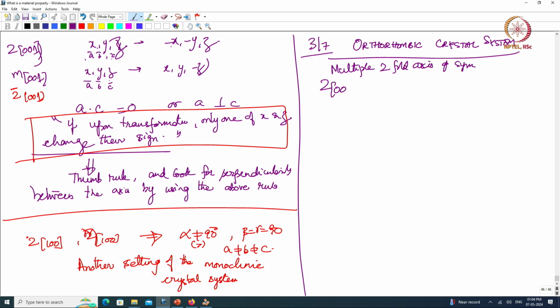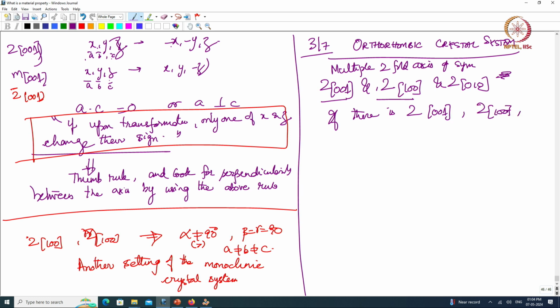So, I have twofold about 0 0 1, and I also have twofold about 1 0 0. Okay. So, I will prove that later. If I have this and this, I will have twofold about 0 1 0. If there is a twofold axis of symmetry about 0 0 1 and a twofold axis of symmetry about 1 0 0, you can prove that there is also a twofold axis of symmetry about 0 1 0. This comes by design. Okay. All right.